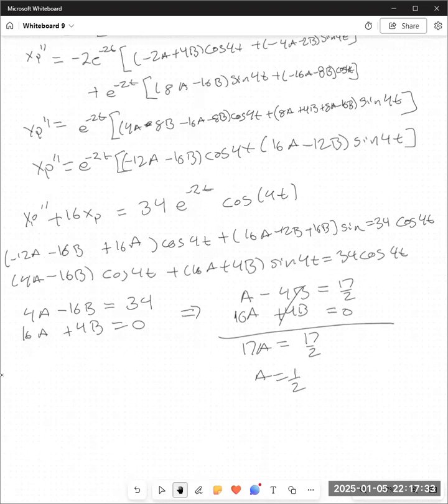If a is 1/2, then let's come back to the second equation. That's 8 plus 4b is equal to 0. 4b is negative 8, and b is equal to negative 2.